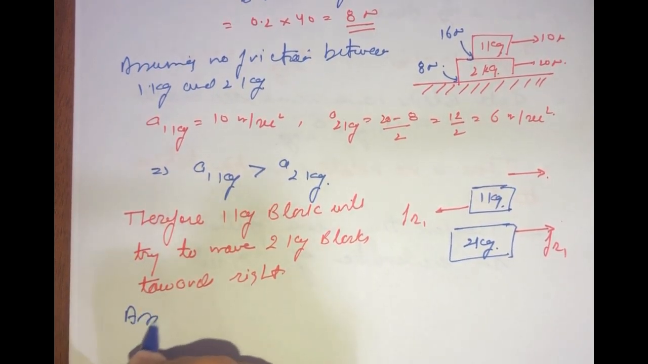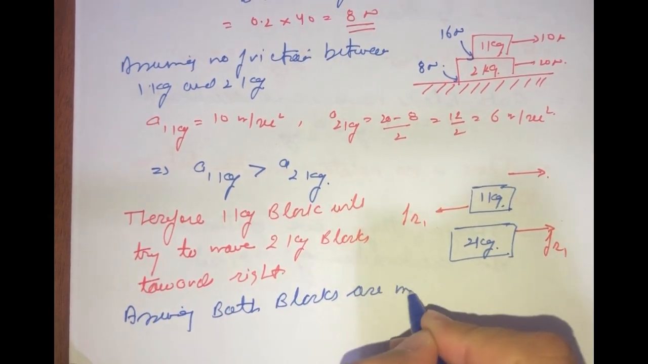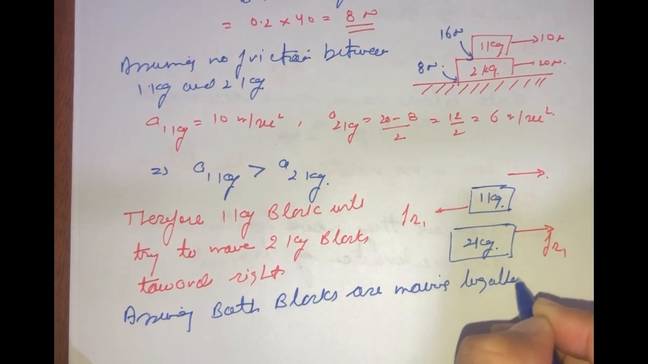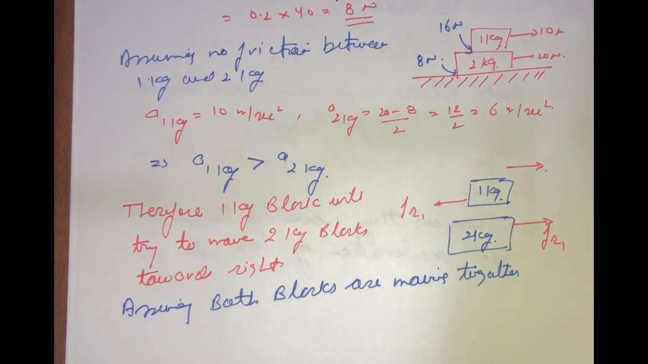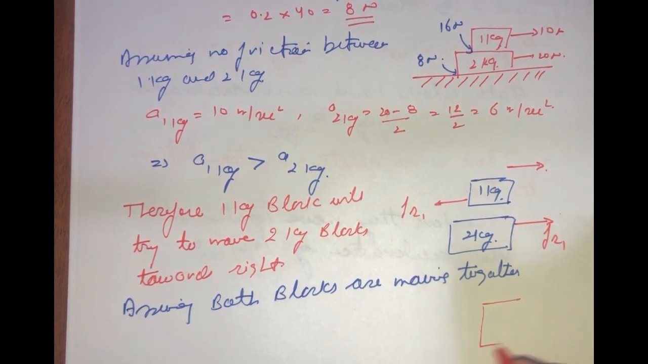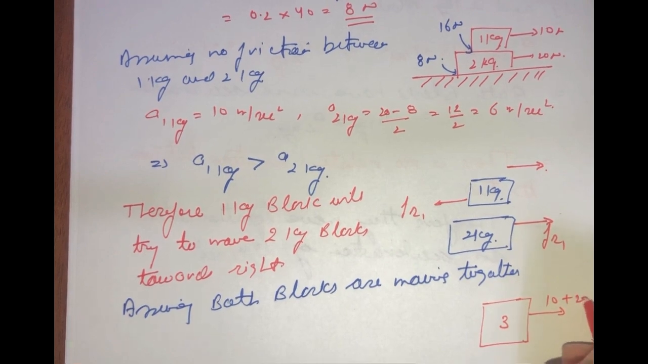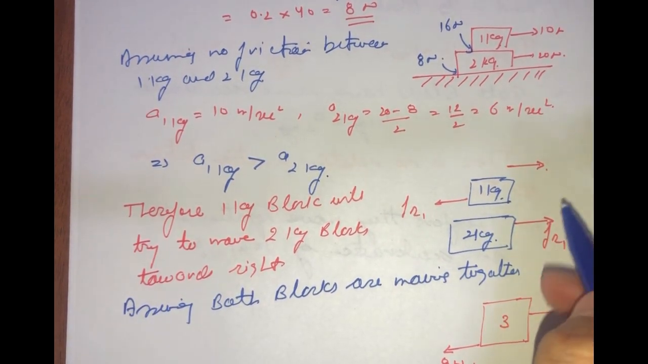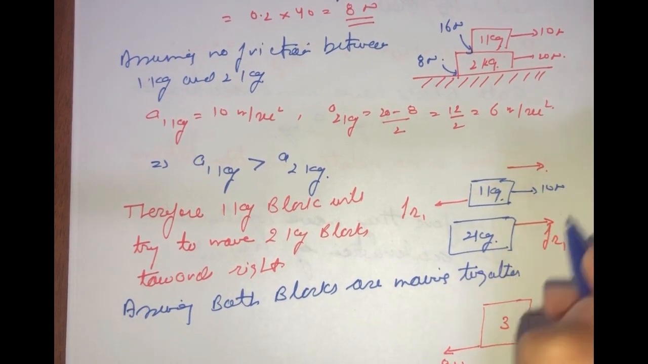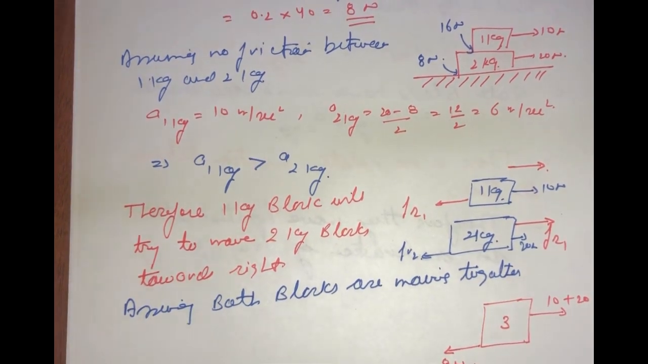Assuming both blocks are moving together, so we can say there will be weight of 3 kg. And we have a combined force of 10 plus 20, and there will be friction here of 8 Newton. Another thing, there will be also individual forces. Here will be 10 Newton, and here will be 20 Newton, and there will be a friction force here, that is FR2. That is obvious here, it's not a big issue.